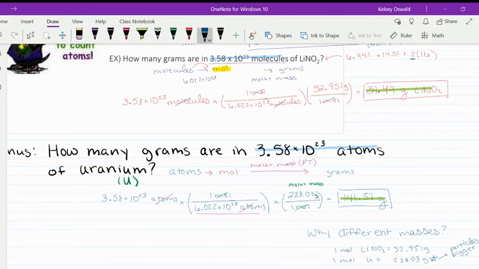So even though we have the same number of atoms, we end up with a different mass because each of those substances has a different molar mass on the periodic table. Those particles are different sizes.